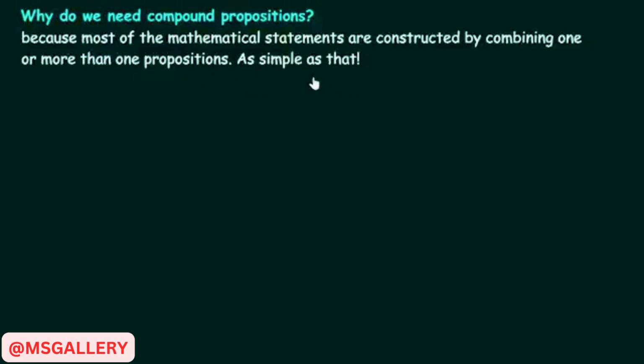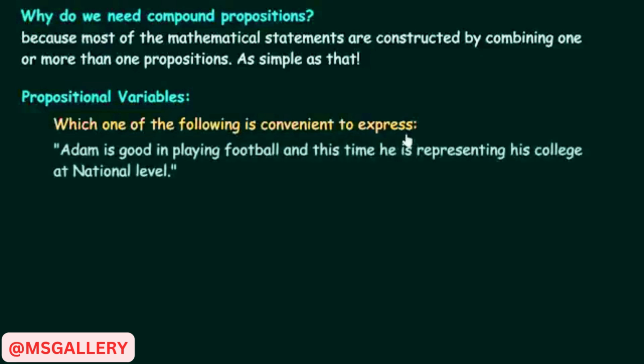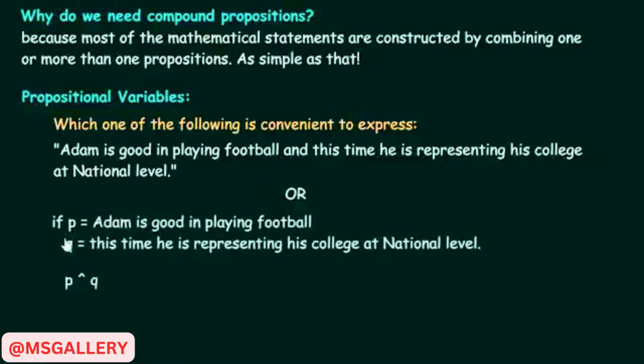After talking about propositional logic and how we are able to combine and modify propositions, now we are going to study what a propositional variable is. Let me ask you one question. Which one of the following is convenient to express? Adam is good in playing football, and this time he is representing his college at national level. Is this one convenient to write? Or is this one convenient to write?